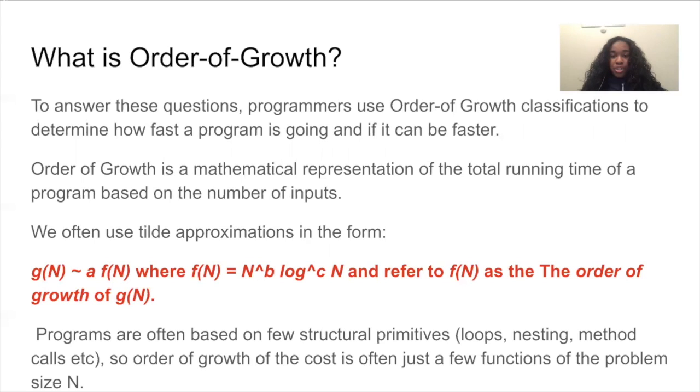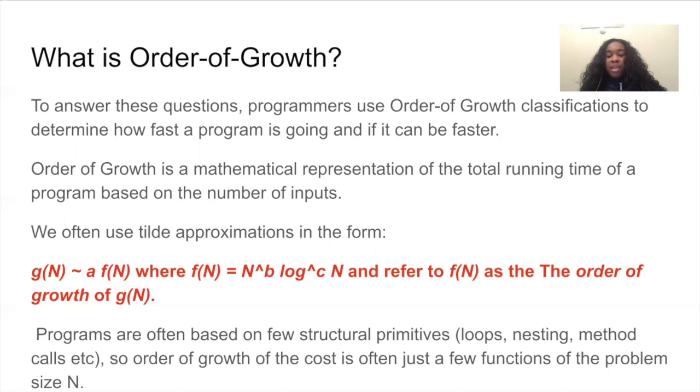To answer these questions, programmers use order of growth classifications to determine how fast a program is going and if it can be faster. Order of growth is a mathematical representation of the total running time of a program based on the number of inputs. We often use tilde approximations in the form g of n tilde a f of n, where f of n is equal to n raised to b log raised to c n, and refer to f of n as the order of growth of g of n.